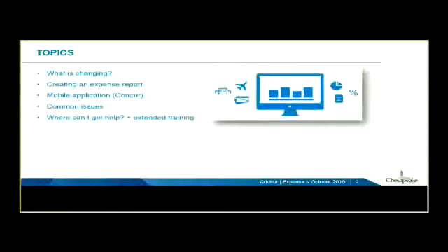Okay, so these are our topics. We're going to talk about what's changing. We're going to talk about creating an expense report. Like I said, we don't need to go into a lot of detail. It's pretty self-explanatory, most of it, a lot of wizards. We're also going to talk about the mobile application. The mobile application will become very useful for you to take pictures of your receipts, and so we'll talk about that a little bit.